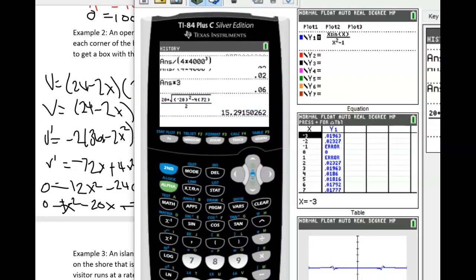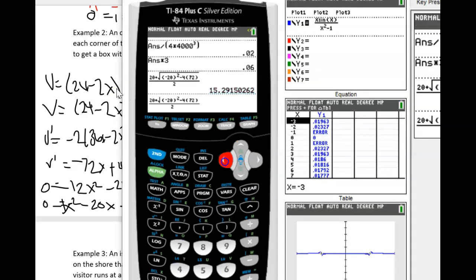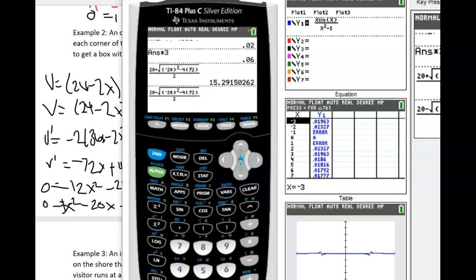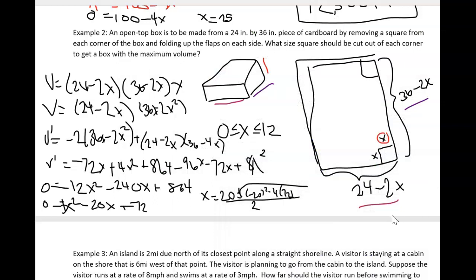We're going to repeat this process, but instead of a plus, we're going to use a minus. So let's get to that plus sign and change it to a minus sign. And so we find that the solution is 4.7 inches. That is the size of square that I should cut off from my box. 4.7 inches. All right, we're going to stop part 1 of the video here and meet back in part 2 to finish the remainder of the examples.